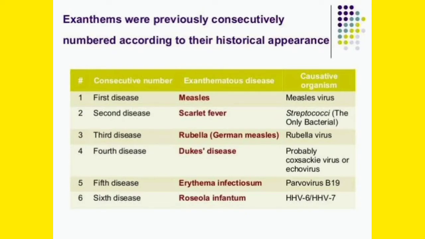So let us revise from the first. First disease is measles. First is me, so it is measles. Second is S for second, S for scarlet, S for scar. So second is scarlet fever.